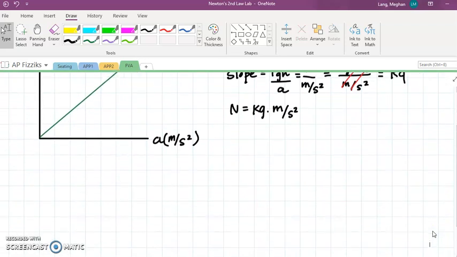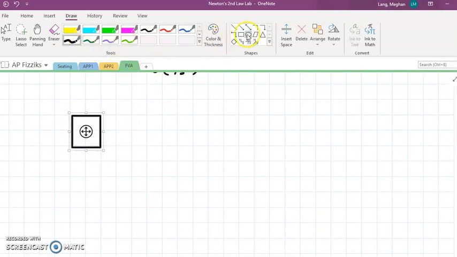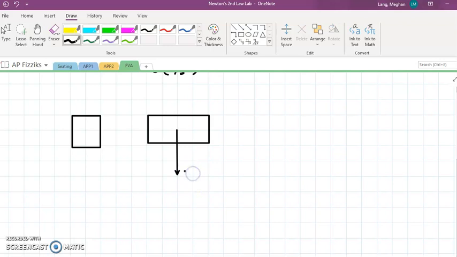So I'm going to start by looking at the free body diagram for my hanging mass and the free body diagram for the glider. Okay. So the glider would have a force of gravity. It will also have a normal force. And then the glider will have a force of tension from the string that it's attached to.